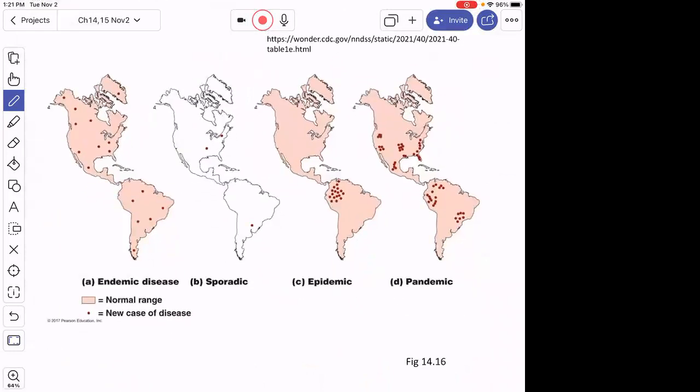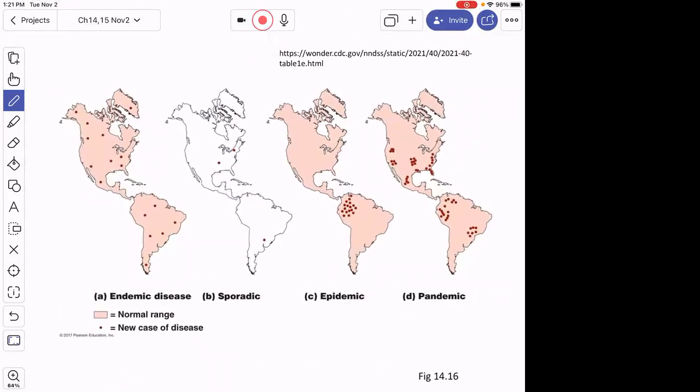Okay, another picture from your book that kind of helps illustrate those things: endemic, always with us; sporadic, a few cases here or there; epidemic, an unusually high number; pandemic, epidemics on more than one continent.